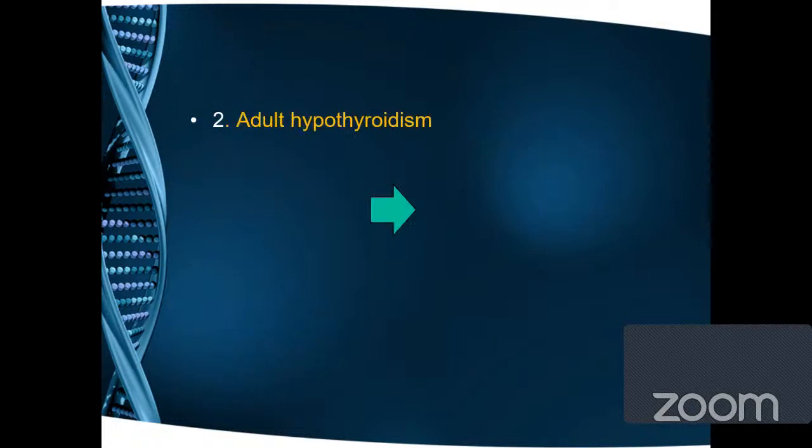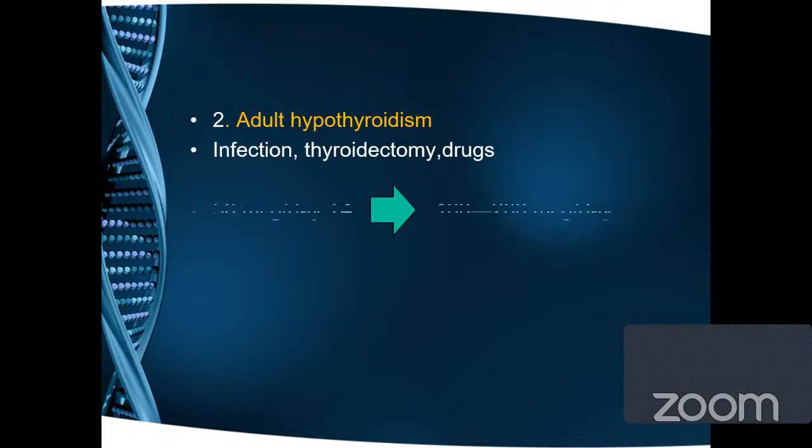In adult hypothyroidism, the causes can be infection, thyroidectomy, or certain drugs. There are certain drugs which cause hypothyroidism. We can start with a dose like 50 microgram per day in an adult patient. After a period of time, the maximum dose is 100 to 200 microgram per day.